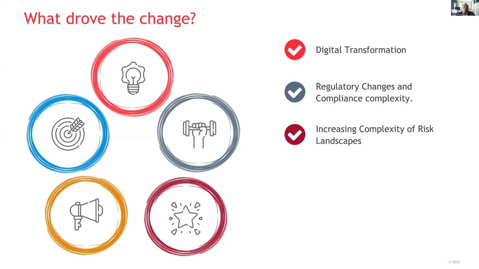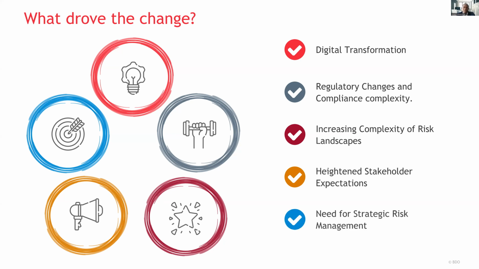Fourth, I want us to talk about heightened stakeholder expectations. Over time, stakeholders, including investors, customers, regulators, and the public, have increasingly been demanding transparency, ethical conduct, and even sustainability. These expectations extend beyond financial performance to include social and economic responsibility. The three lines model encourages an organizational culture that values risk awareness and ethical integrity across all levels to meet these expectations. And lastly is the need for strategic risk management.